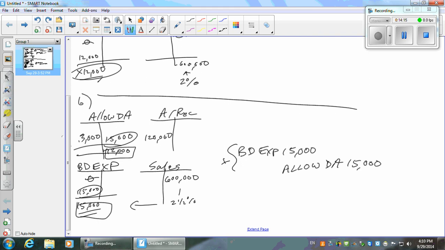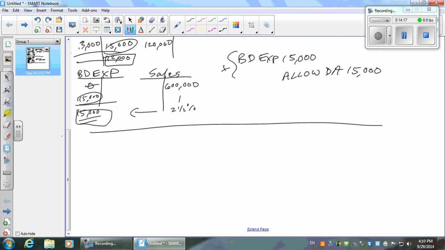Okay, let's try C. Okay, in C, the allowance for doubtful accounts, accounts receivable. I think accounts receivable still stayed 120,000, didn't it?